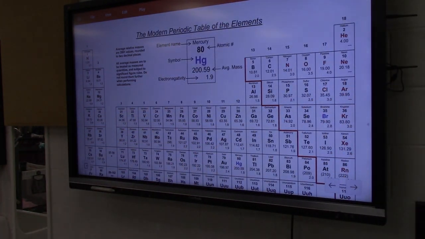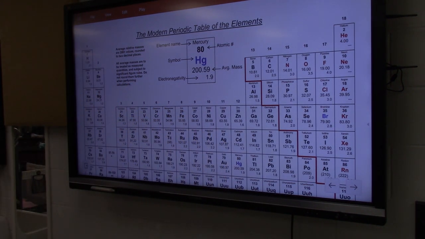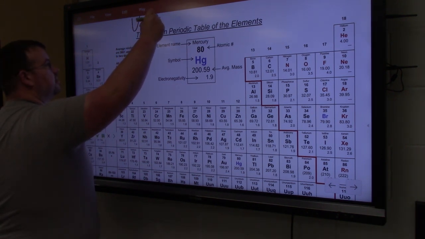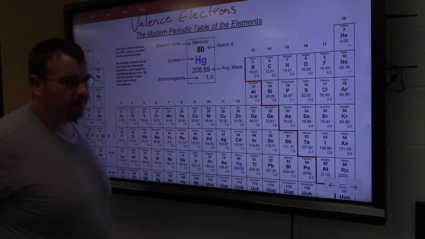So what I want to make sure you get, and you have an understanding of today, is an association of how many valence electrons each column has. So you can write this on a periodic table if you want. You're absolutely more than welcome to do that. But I want to make sure you get this because this is super important. So what I'm going to put up here, and I'm going to do it in red, this will be valence electrons.